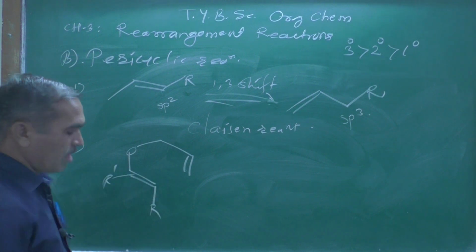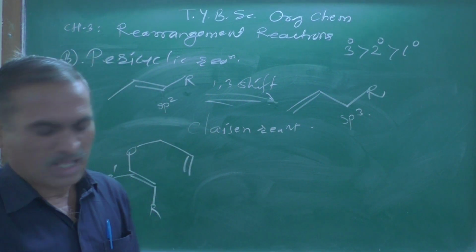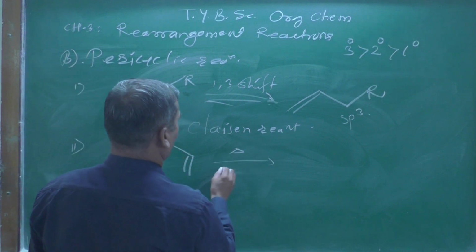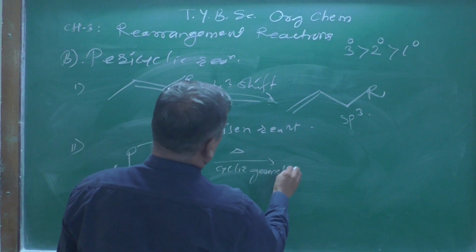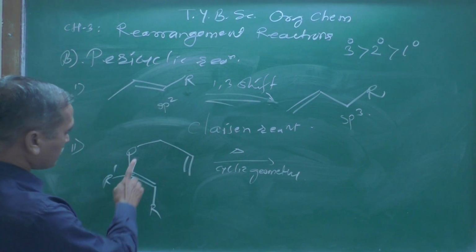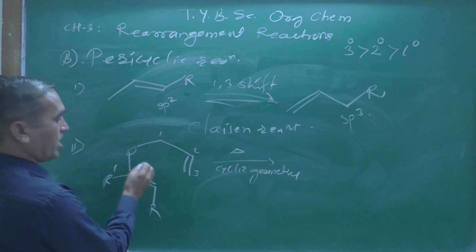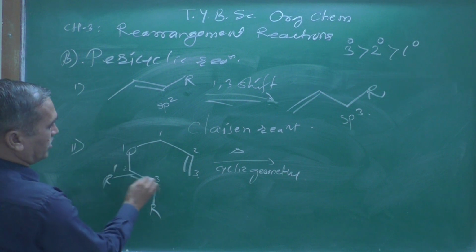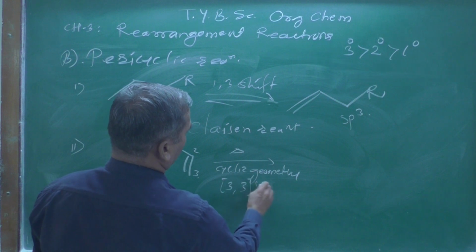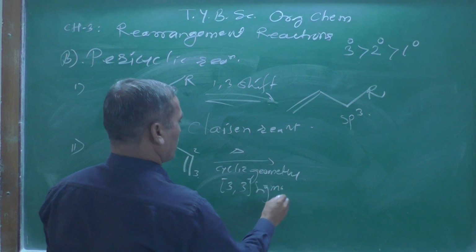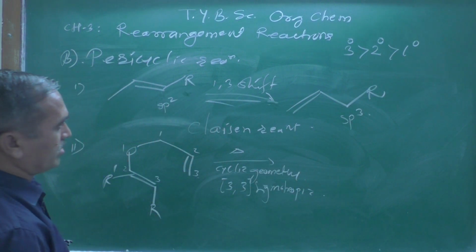Here is R, and here you can write R dash. This also has a cyclic geometry, and thermally it is occurring. In this case, what is going to happen? The numbers are given here as 1, 2, 3, as well as on this side 1, 2 and 3. It is also known as a 3-3 sigmatropic rearrangement, a sigmatropic rearrangement reaction.